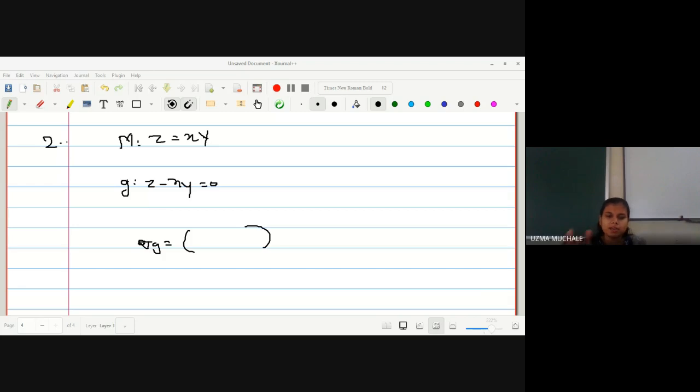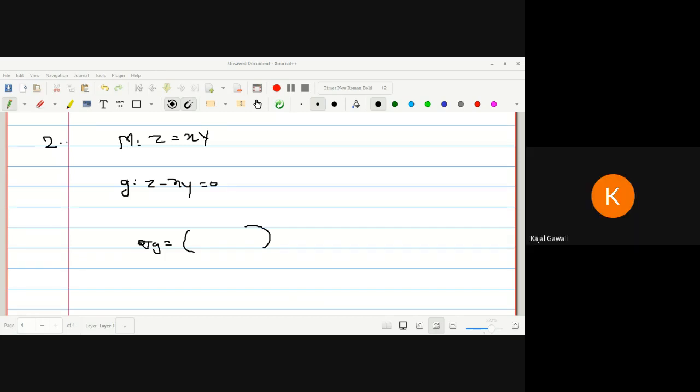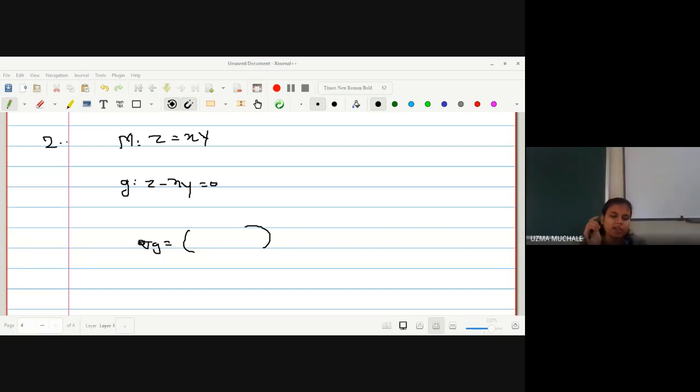Whichever combination gives zero with your values, you can consider it. x, minus y, 0. Another is 0, y and z. x, 0, z also comes. Okay, x 0 z. So everyone write this down. First, your tangent vector is x 0 z. Second is x minus y 0. Third one is 0, y and z.